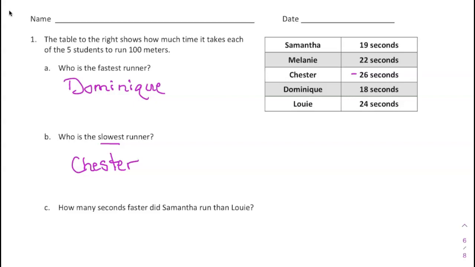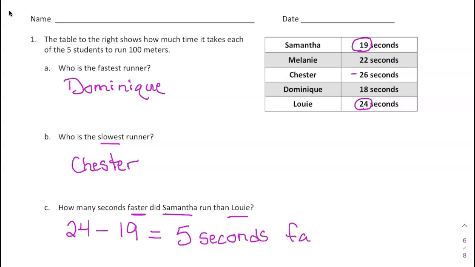Letter C, how many seconds faster did Samantha run than Louis? So I'm looking at Samantha, who ran in 19 seconds, and Louis, who ran in 24 seconds. And it asked me how many seconds faster. So I'm going to take Louis's time, which is 24, and I'm going to subtract Samantha's time, which was faster, which is 19. And when I do that, I get 5 seconds faster, or 5 seconds.